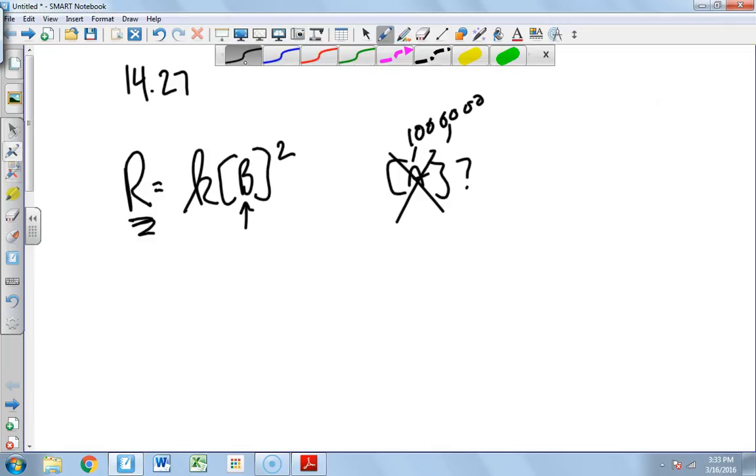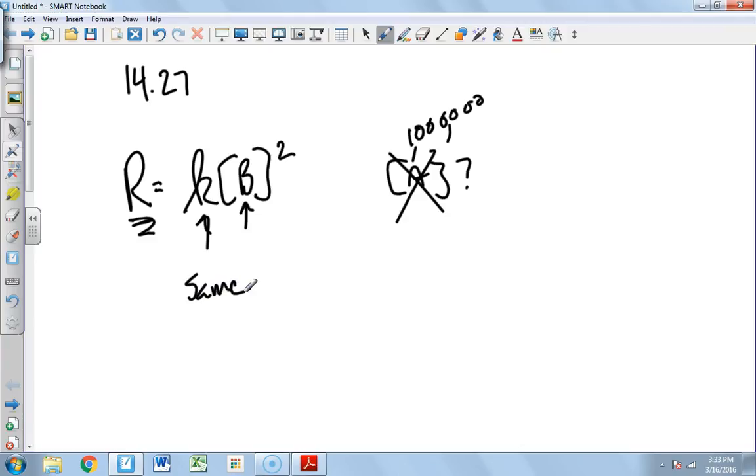Well, the rate constant is the same no matter what. That's going to stay the same. The only thing that can change a rate constant is if the temperature changes. And the temperature is not changing. We're only changing the concentration of A. So no matter what we do to the concentration of A or the concentration of B, the rate constant is not going to change.